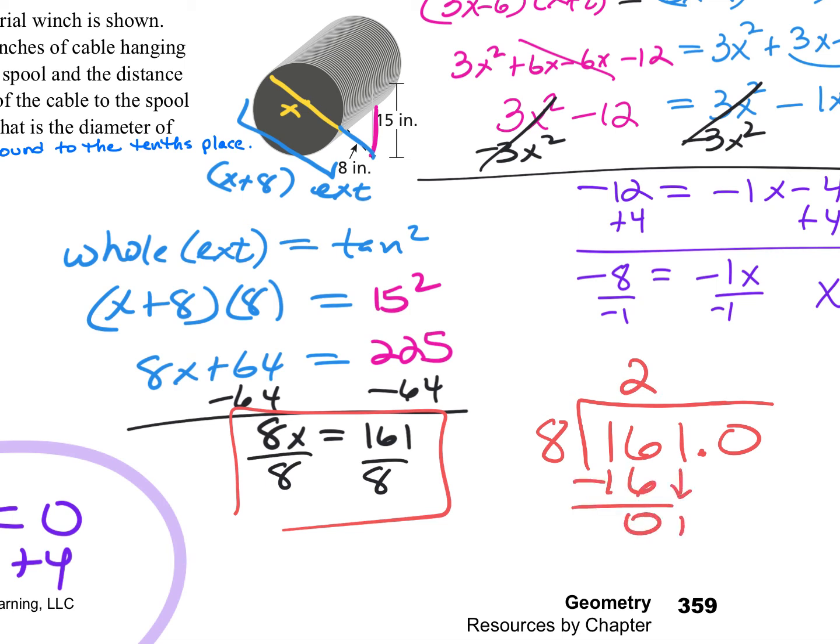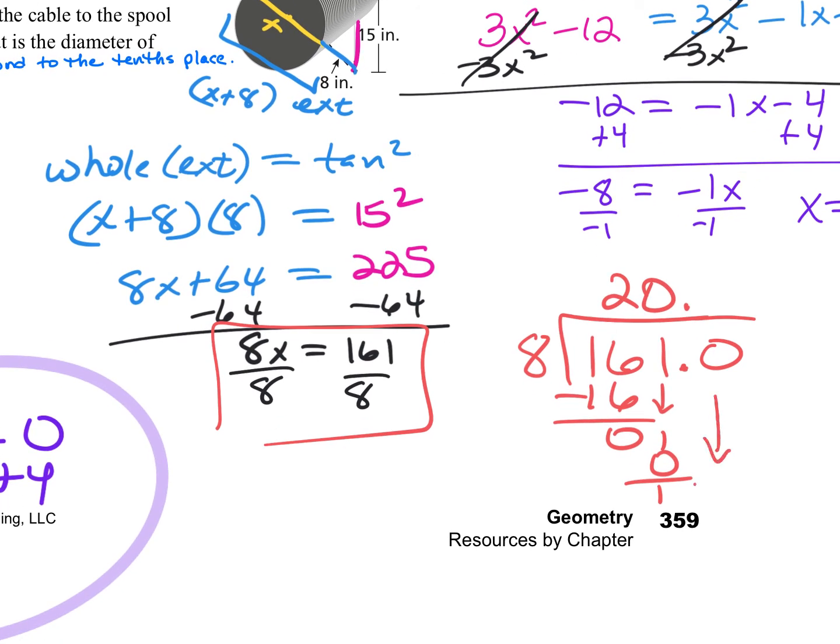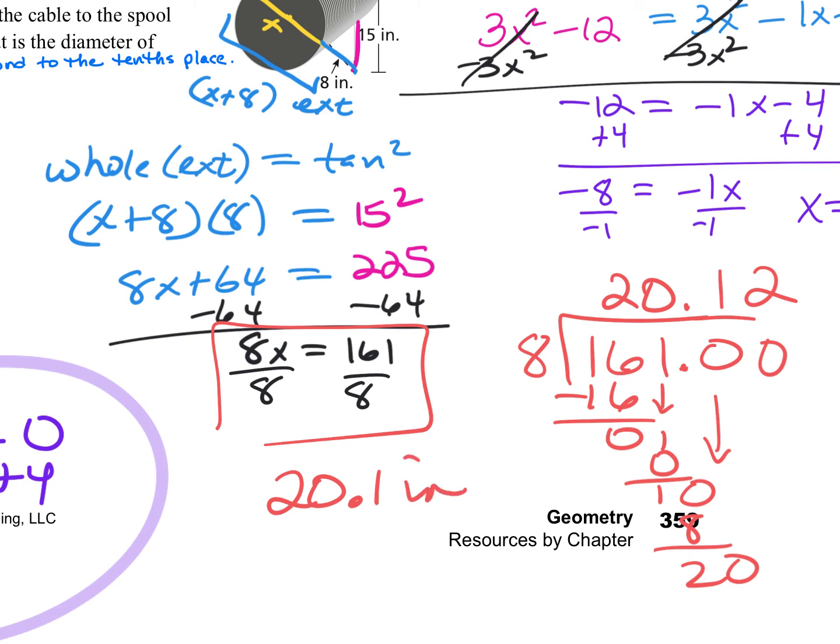Bring down the 1. 8 will not go into 1, so 0. And now bring down the next 0. It goes in here once. Subtract, bring down another 0, because I need a hundreds place, so I can round it. So the 2 tells the 1 to stay the same, so this answer would be 20.1, and these were inches.